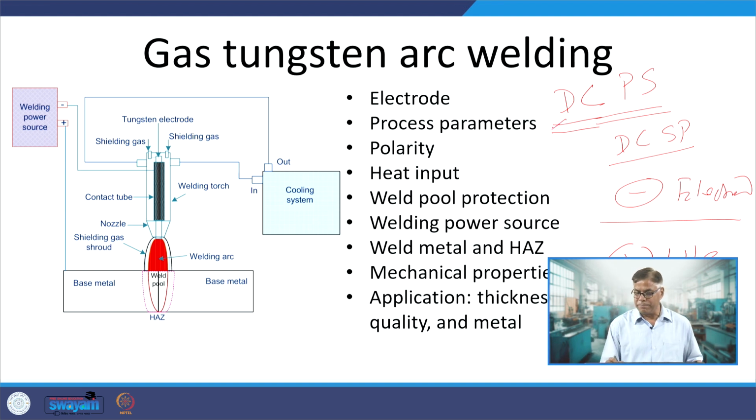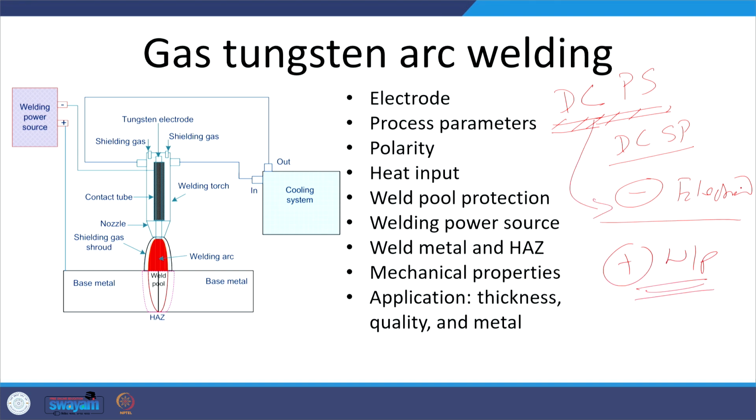So, if we are using the DCSP, then lesser heat will be generated on the electrode side and more heat will be generated on the workpiece side. This kind of polarity helps in reduced heating of the tungsten electrode and more heating of the workpiece side. Therefore, it helps in increasing the life of the tungsten electrode, and this is generally used with both the TIG welding and the plasma arc welding while welding the steels.